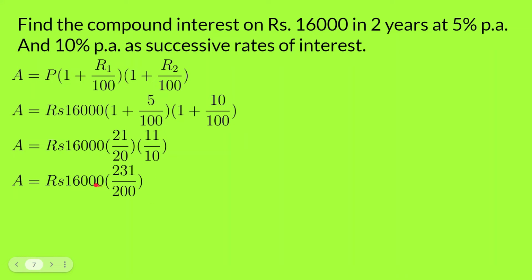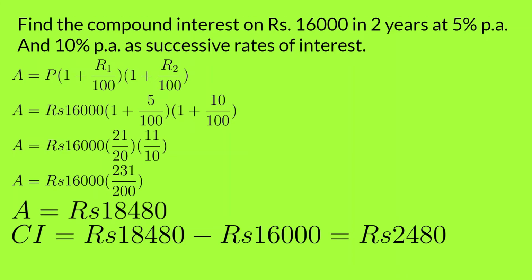These two zeros cancel these two zeros. 160 divided by 2 is 80. 80 into 231 will give you 18,480 rupees. This is our amount and not our interest. For interest, we can write final amount minus original principal, that is 2,480, and this is our final answer, rupees 2,480. And now let's see another problem.